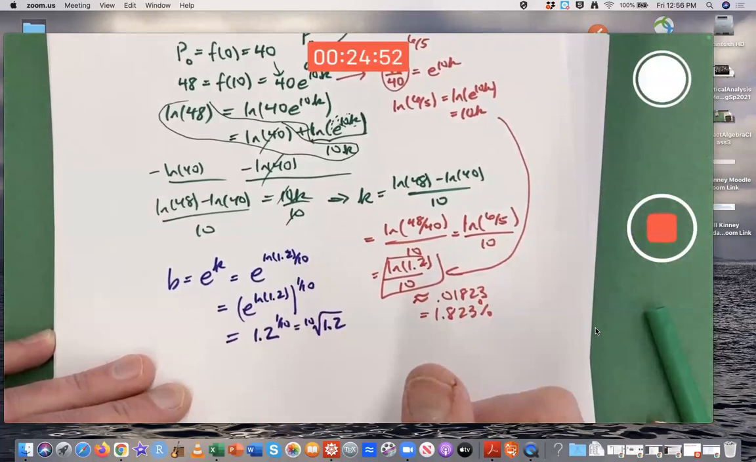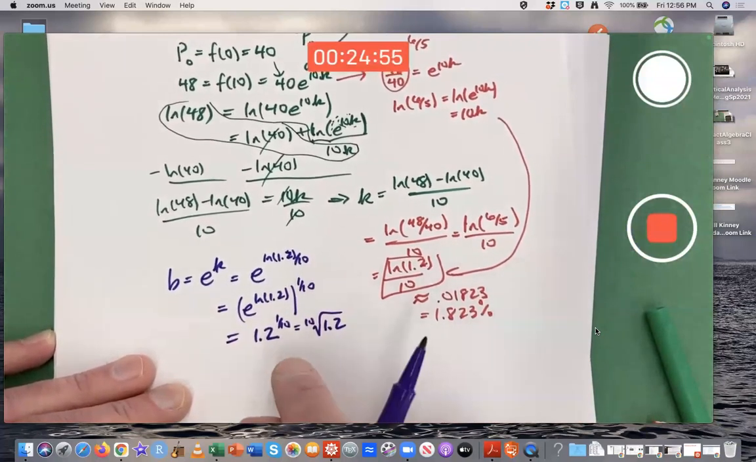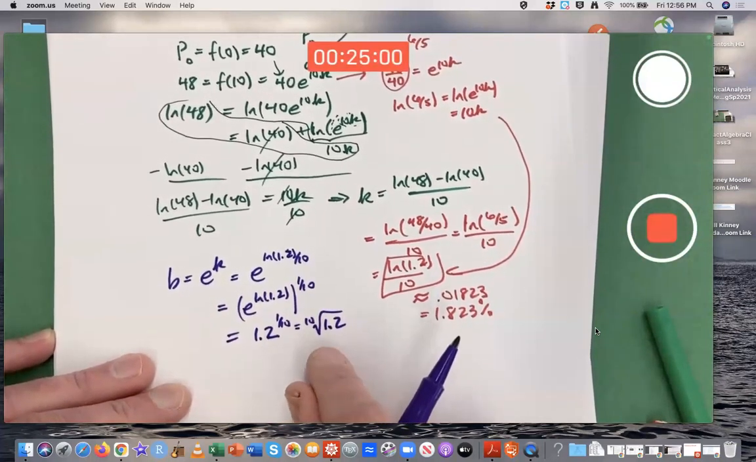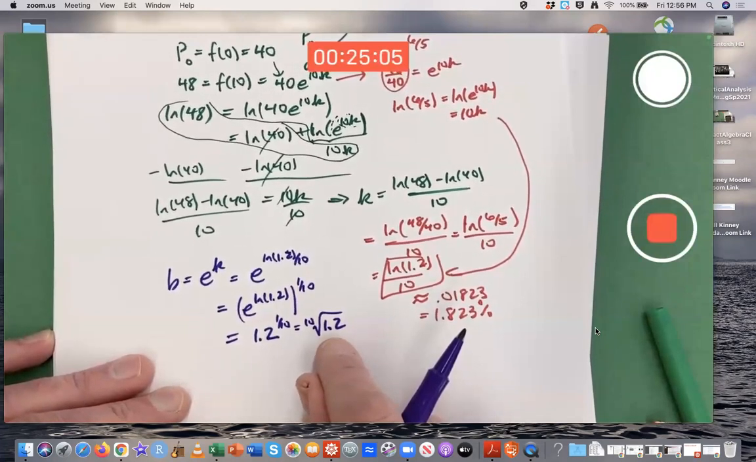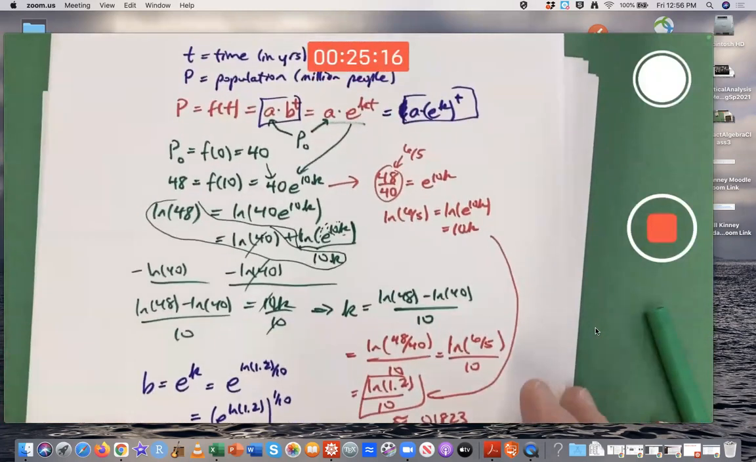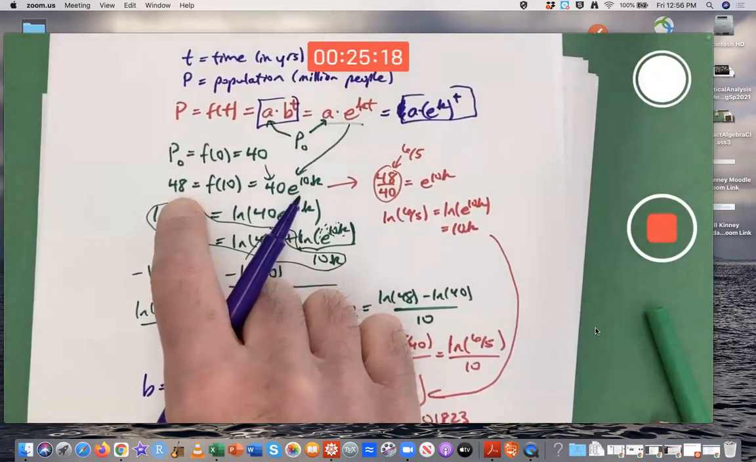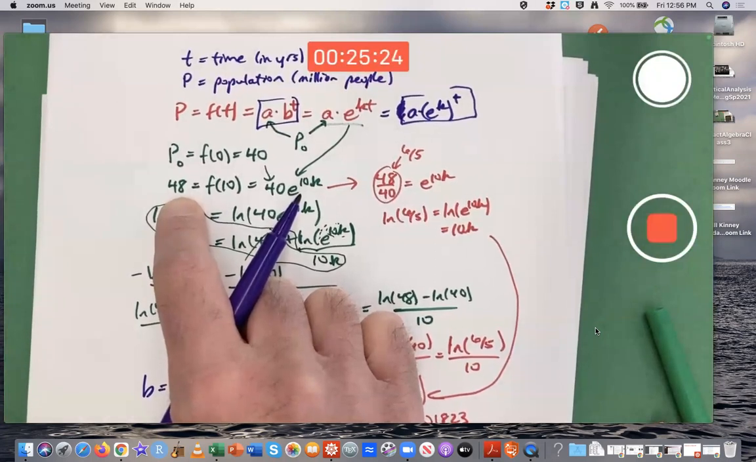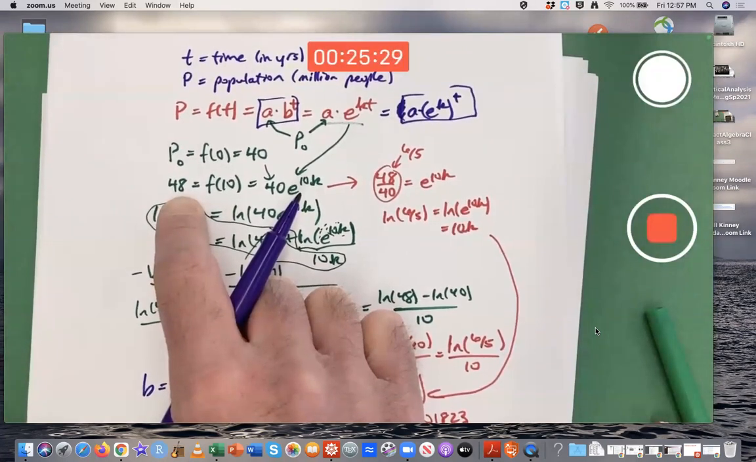Whatever that happens to be, I'll solve for it in a second here. One thing this emphasizes actually is that over a 10-year period, the population grows by 20% over a 10-year period. Because of the 1.2. 1.2 is 1 plus 0.2. It's a 20% growth over the 10-year period, which actually makes sense if you think about it. 48 is 20% bigger than 40. Why? Well, 20% of 40 is 8. 40 plus 8 is 48. Yeah, the population grew by 20% over 10 years.